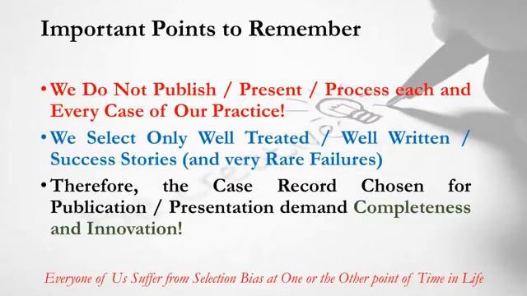Therefore, the case record chosen for publication or presentation demands completeness and innovation, because not every case is fulfilled completely in terms of the information we talk about. So we only choose completeness and innovation. Every one of us suffers from selection bias, and it is an inherent human tendency to have selection bias. It is nothing wrong, but out of that, if it is complete, if it is innovative, we will present that.